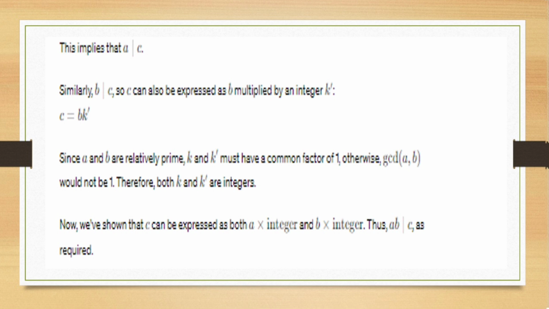Since a and b are relatively prime, k and k prime must have a common factor of 1. Otherwise, the greatest common divisor of the two numbers a and b would not be 1. Therefore, k and k prime are integers. Now, we've shown that c can be expressed as both a times integer and b times integer. Thus, a times b is divisible by c as required.